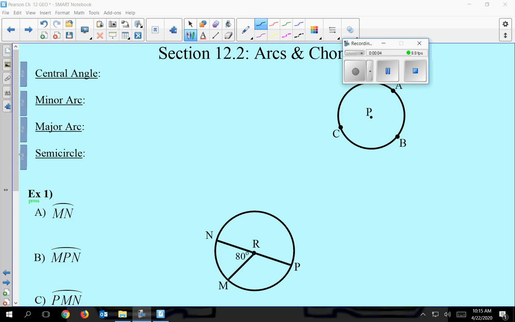Okay, everybody, this section is section 12.2. It deals with arcs and chords, so we got some stuff from chapter 10 that kind of comes back to us, and then we have chords, which we kind of learned in the last section, all right? So I'm going to put these definitions up. If you want to hit pause after I pull them all up, you can write down definitions in your note packet.